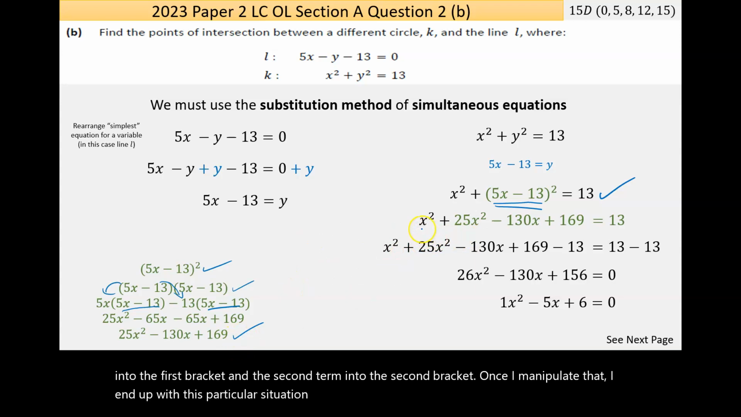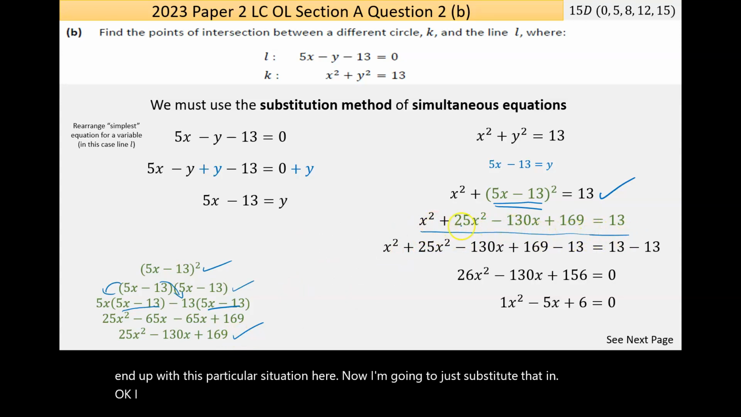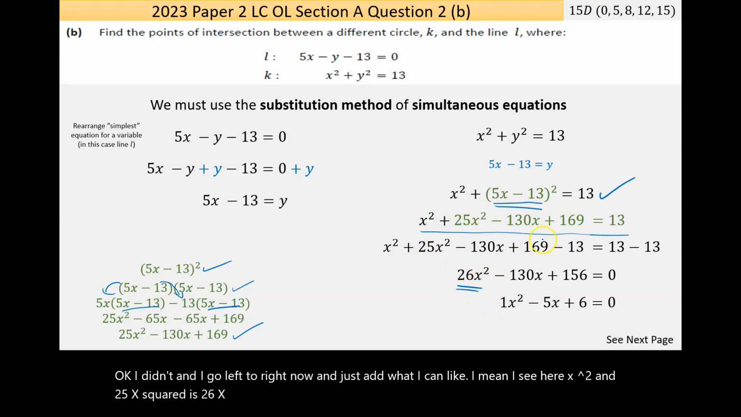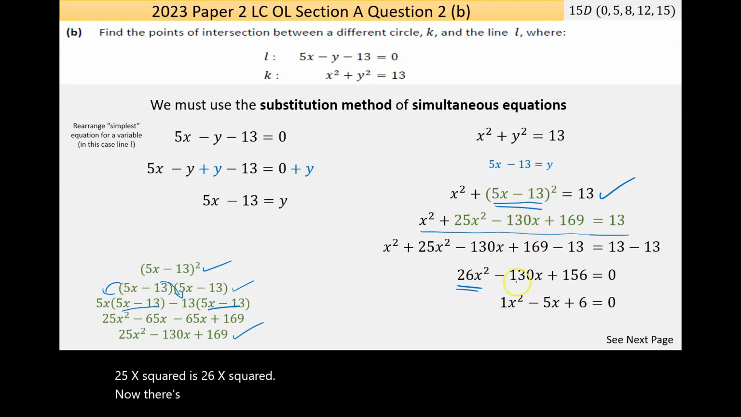Now, I'm going to just substitute that in. Okay, I did it in rough work. And I go left to right now and just add what I can. Like, I see here x squared and 25x squared is 26x squared. Now, there's only one x on its own, so that stays at minus 130x. And then the 169, I'm going to bring all the numbers to one side.